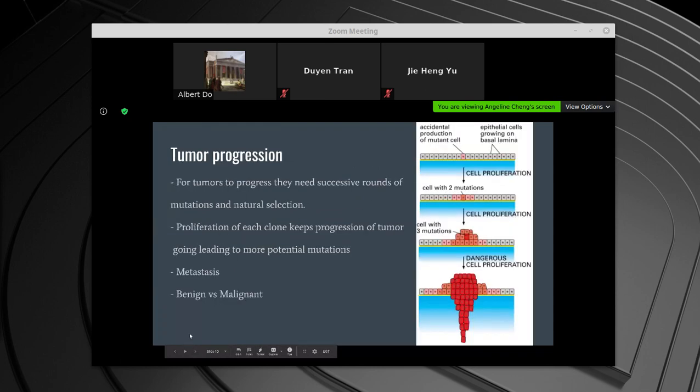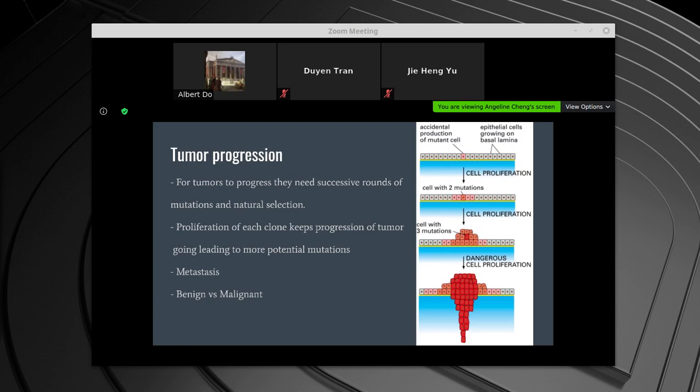So, tumor progression. Tumors progress in rounds of mutations and proliferation using selective advantage because they grow without restraint, which gives rise to fully malignant cancer cells. The picture shows how at each step, a single cell undergoes a mutation that either enhances cell proliferation or decreases cell death so it can become the dominant clone in the tumor. Proliferation of each clone keeps progression of the tumor going, leading to more potential mutations.